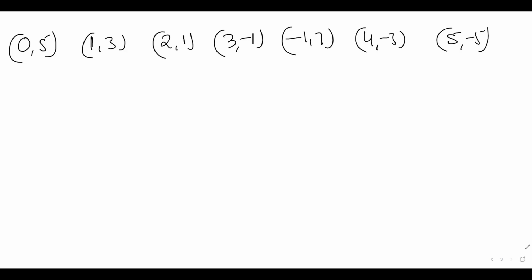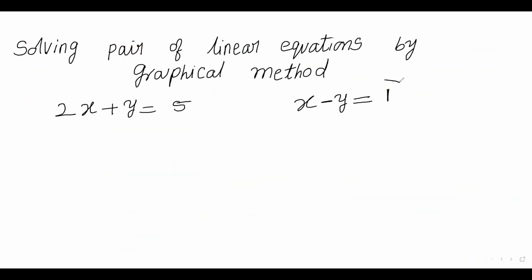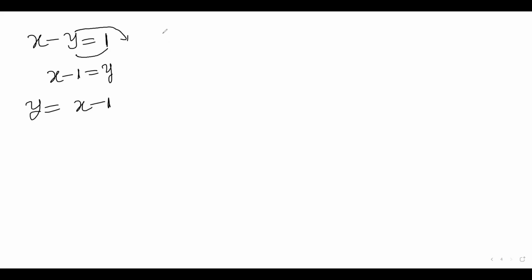Now I am going to the second line. Just see the second equation, x minus y is equal to 1. So I'm taking the equation x minus y is equal to 1. We have to make y the subject. So I would transpose -y to the other side and 1 to the left hand side, so that -y will become +y. So I could make y the subject. Y is equal to x minus 1. Okay, now let us get the points.